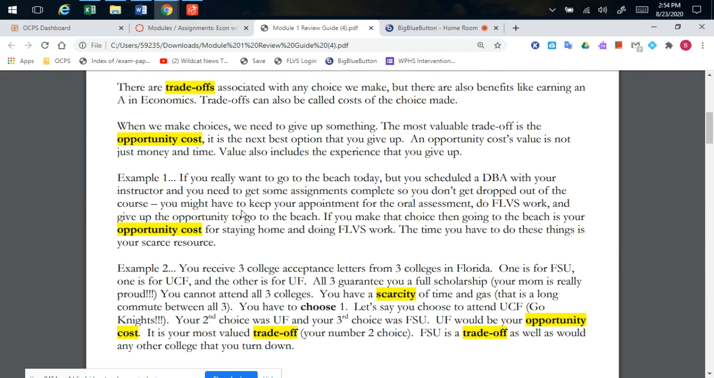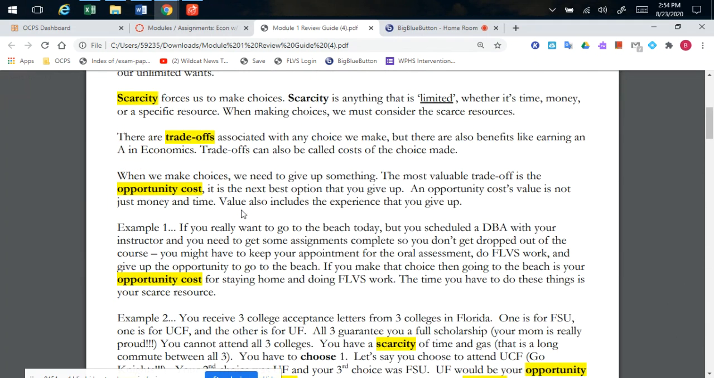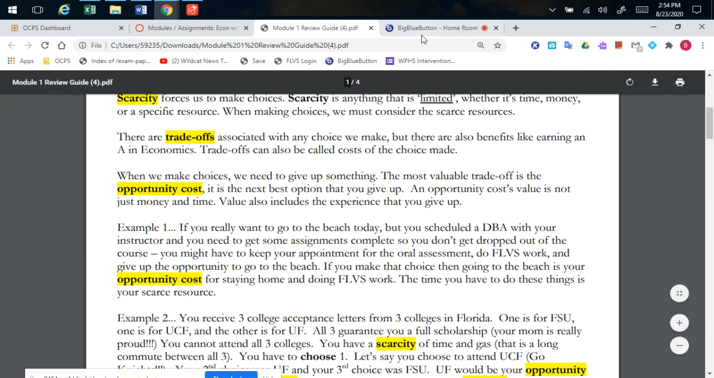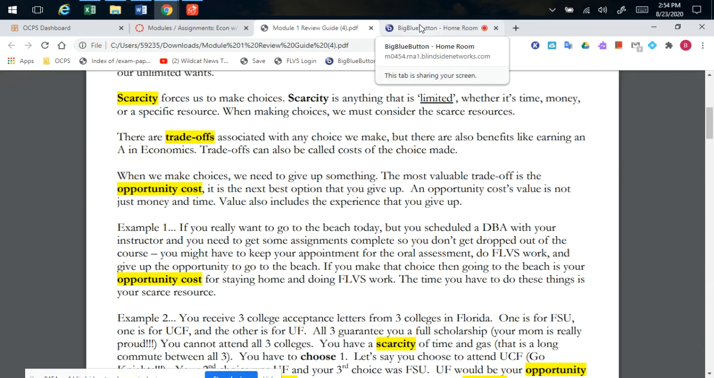We do not have unlimited amounts of resources to make enough food and shelter for those who need it right now. I hope this helps. This is a brief introduction here to Module 1.